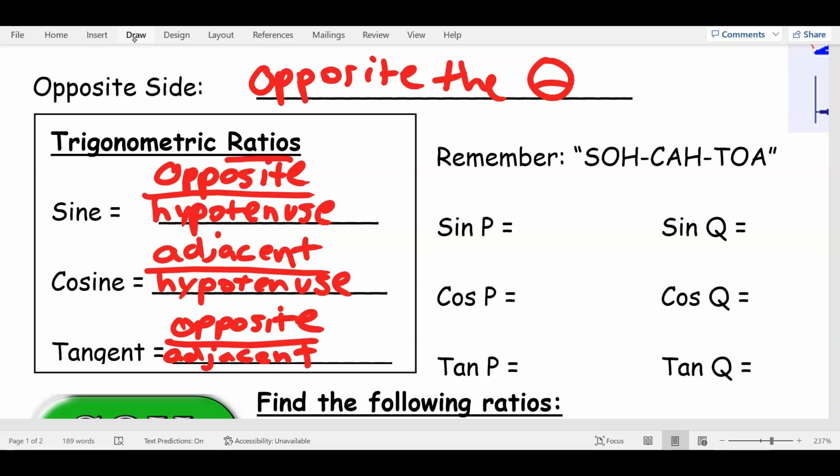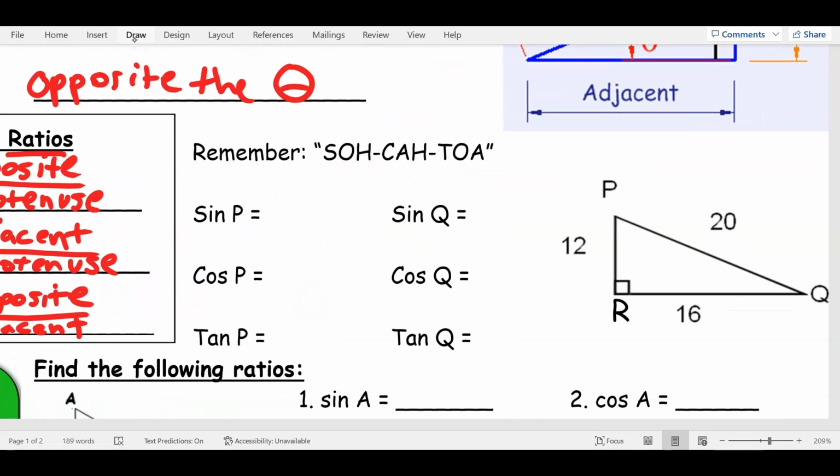SOHCAHTOA. All right? Whatever helps you remember SOHCAHTOA, because you got to know SOHCAHTOA to help you do trigonometry. Because everyone heard me say it, SOHCAHTOA. Here we go. We're going to do an example off to the right here.